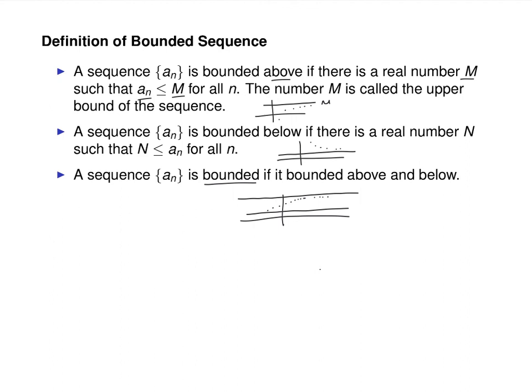So the example of the sequence that we had that went 4, 6, 4, 6, 4, 6, that's an example of a bounded sequence. And a good example of a lower bound would be 4, and upper bound could be 6.